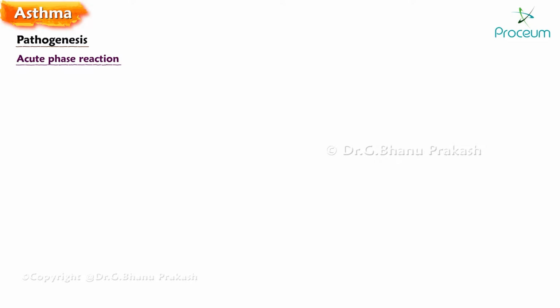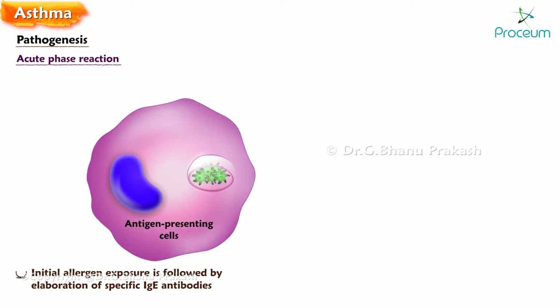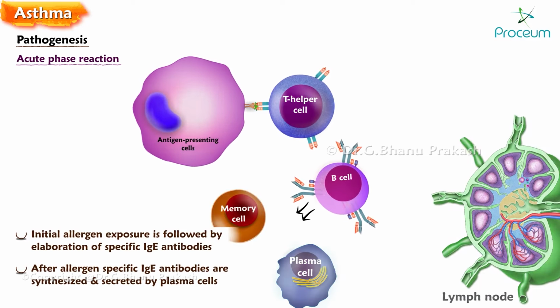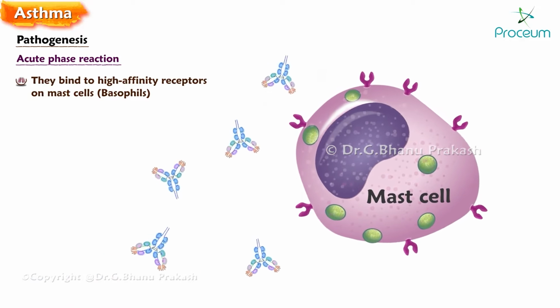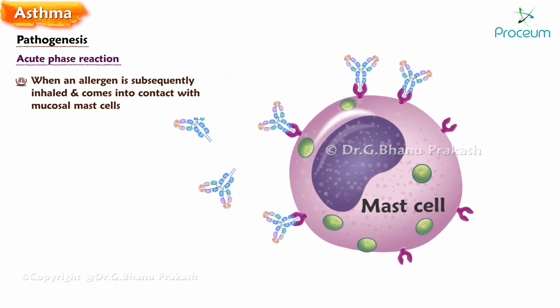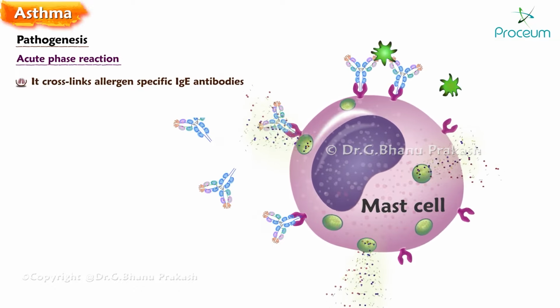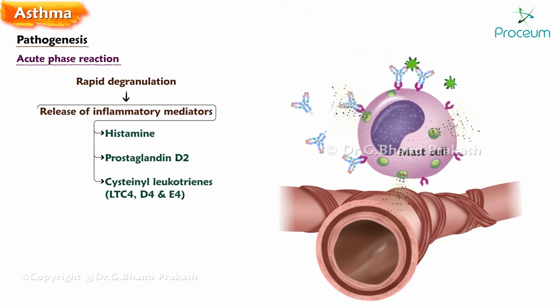Pathogenesis, acute phase reaction. Initial allergen exposure is followed by elaboration of specific IgE antibodies. After allergen-specific IgE antibodies are synthesized and secreted by plasma cells, they bind to high-affinity receptors on mast cells and basophils. When an allergen is subsequently inhaled and comes into contact with mucosal mast cells, it cross-links allergen-specific IgE antibodies on the mast cell surface, causing rapid degranulation and release of inflammatory mediators, which is a calcium-dependent process. This is known as the early or acute phase reaction.